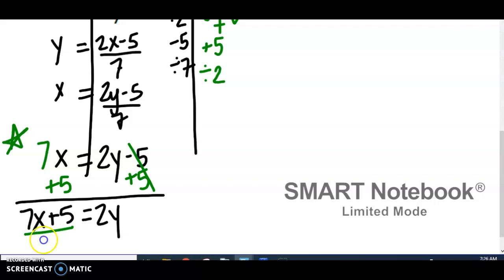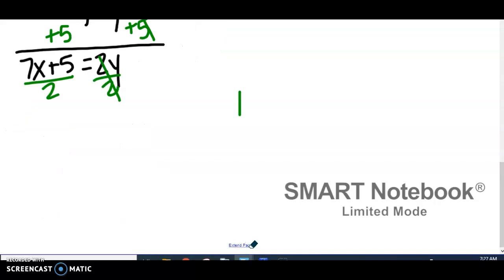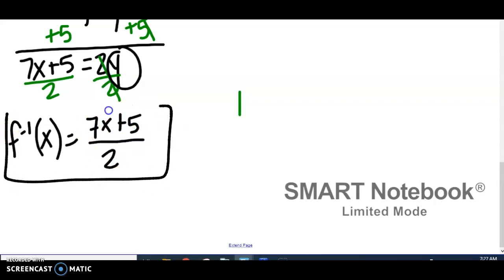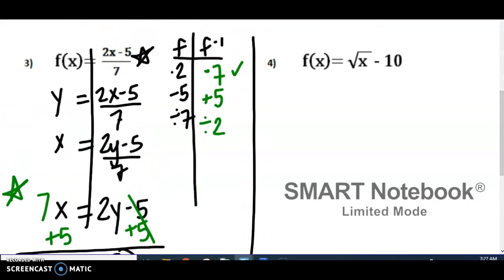Then we're going to divide the whole thing by 2. So that goes away. And then you are going to trade that back for your regular notation of f of x. And you get 7x plus 5 divided by 2. Okay. Hit pause and try to do this one. Make sure you first start with the list of what is happening, if that's helpful to you.